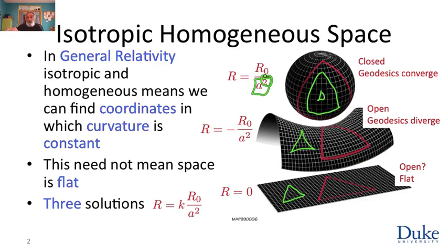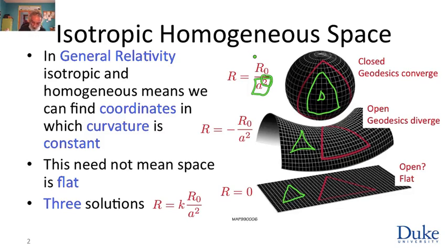That would be a space that is not isotropic. In an isotropic space, it doesn't matter which way you draw the triangle. The only property that determines how its angles add up is its area. So there's just this one number, R0, that tells you how bad the deviation from flatness is.